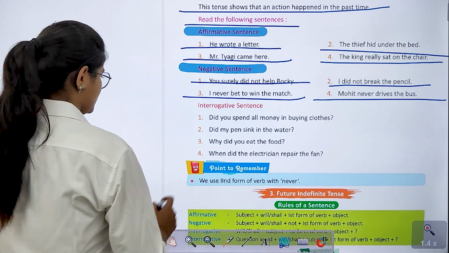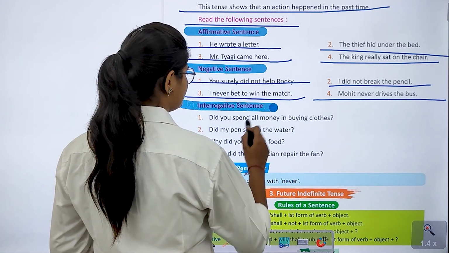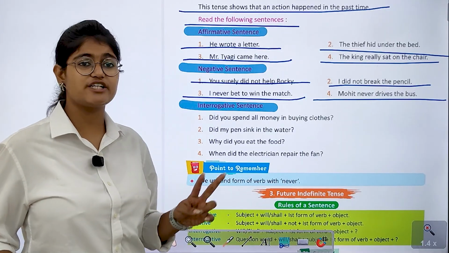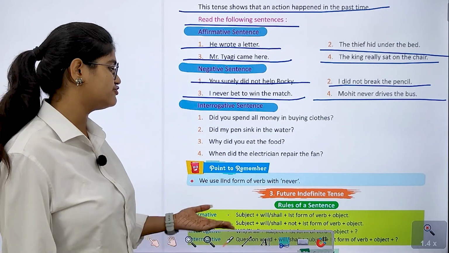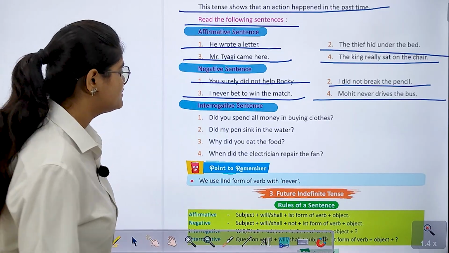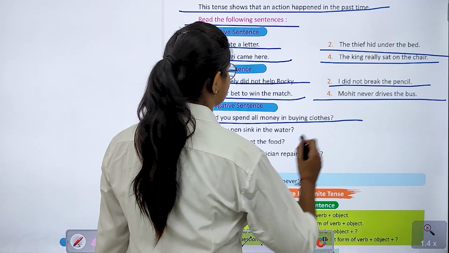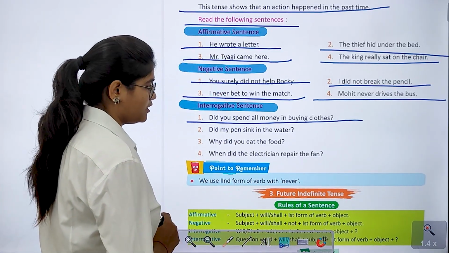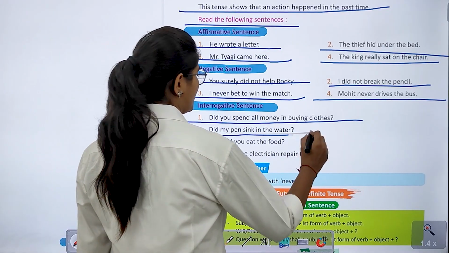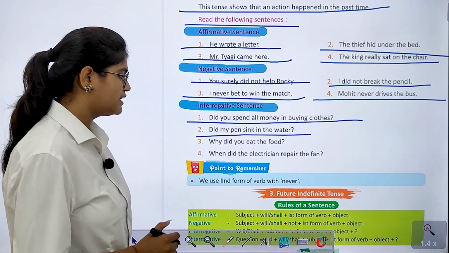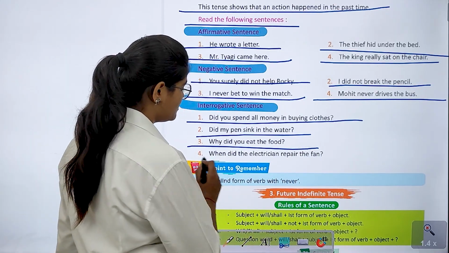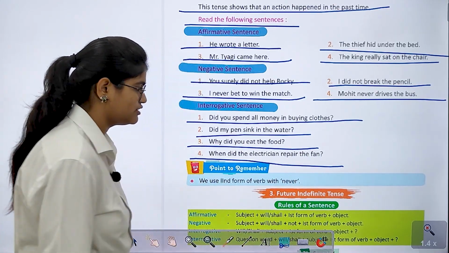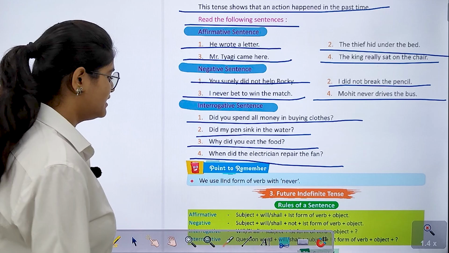After that we have the interrogative sentences. I told you two situations. The first one is all about the yes and no situation, and the next one is for the question word. So the first example is, did you spend all money in buying clothes? Did my pen sink in the water? After that, the next is, why did you eat the food? When did the electrician repair the fan, right?